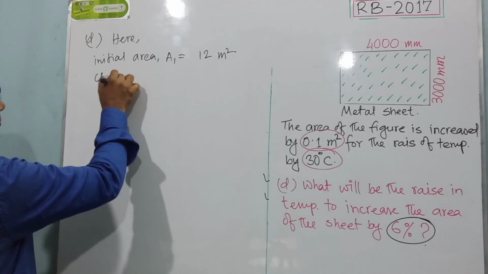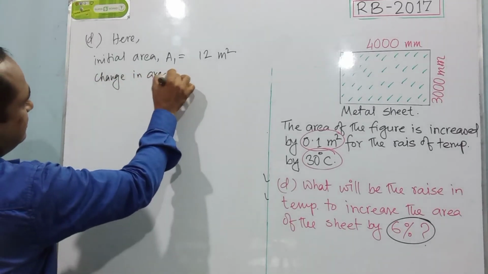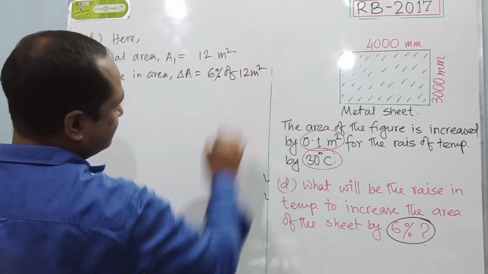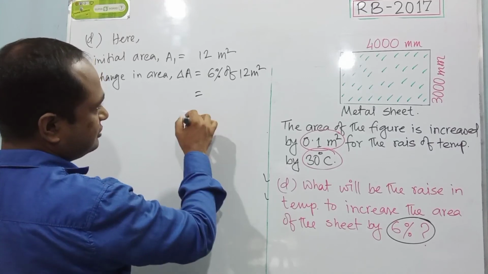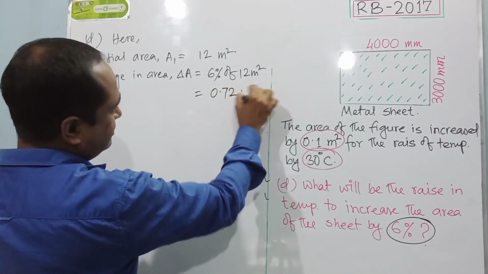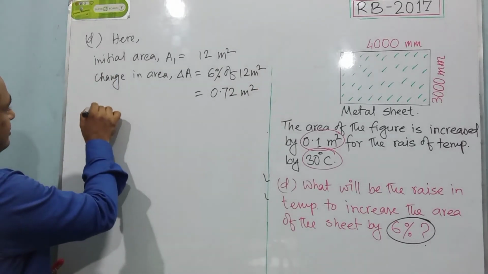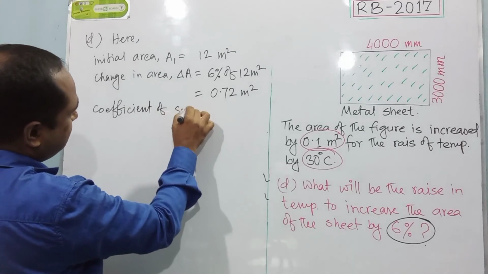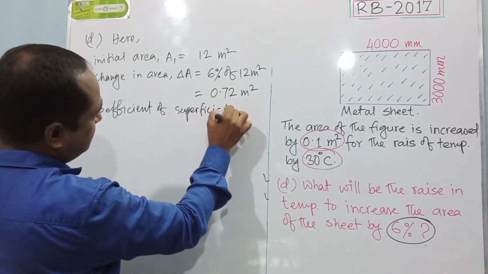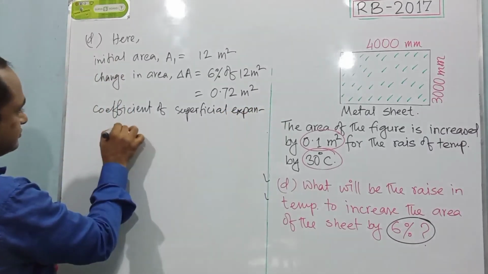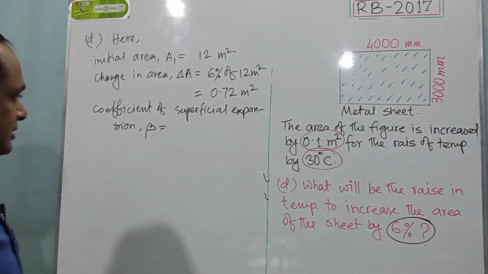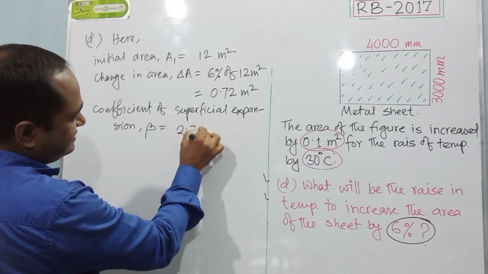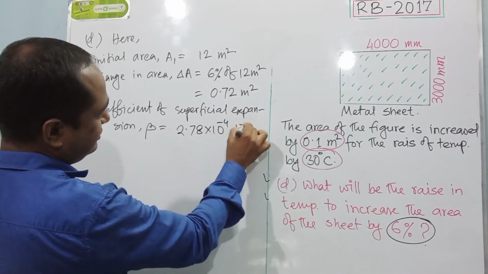So change in area, which is denoted by del A, is equal to 6% of 12 meter square, right? And after the calculation we will get 0.72 meter square, right? Coefficient of superficial expansion beta was also calculated in our previous calculation. We found that it was 2.78 into 10 to the power minus 4 per Kelvin.